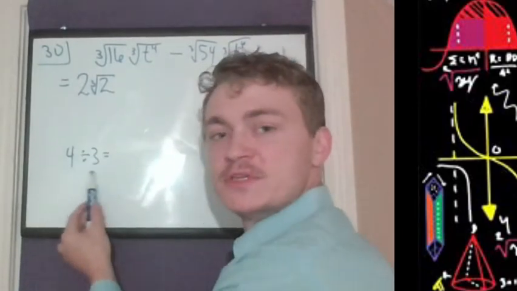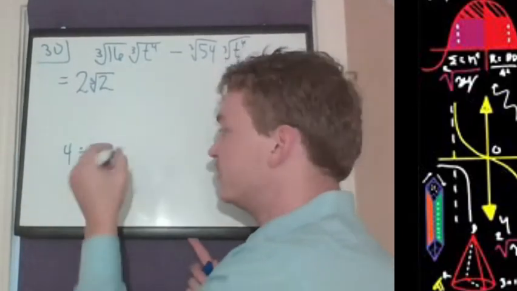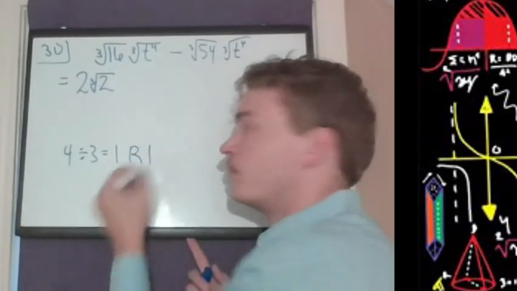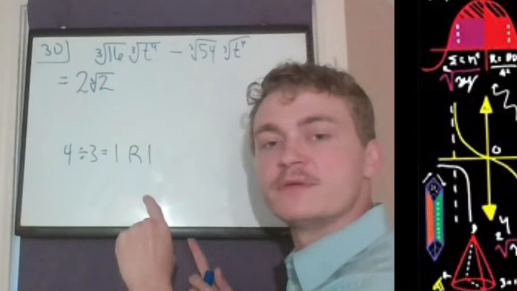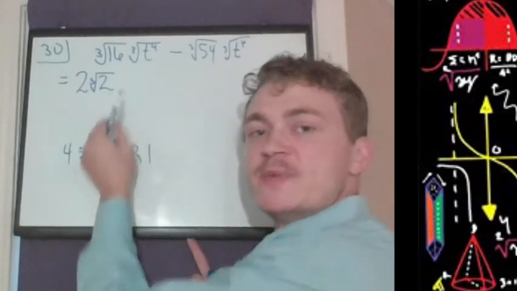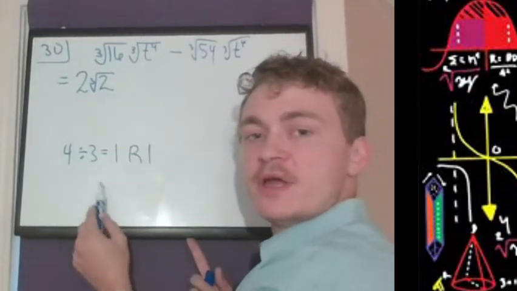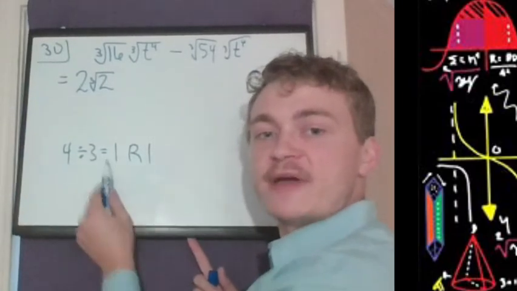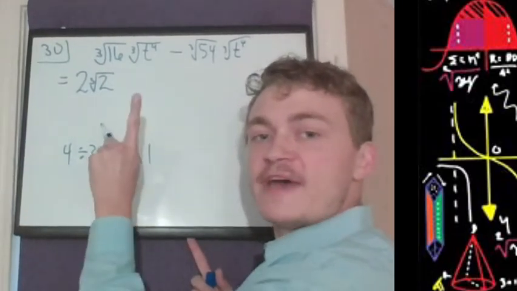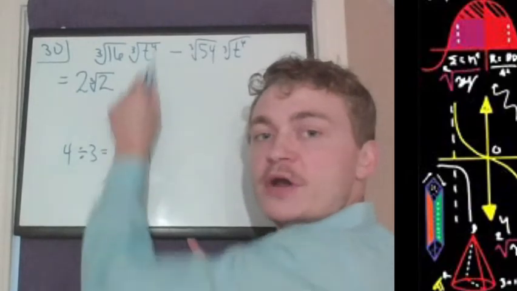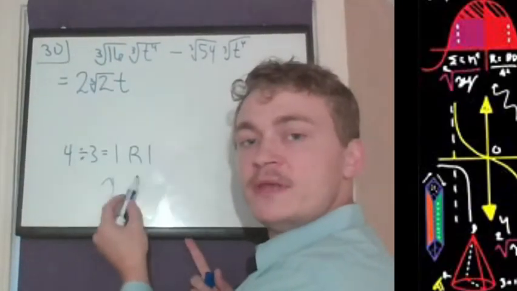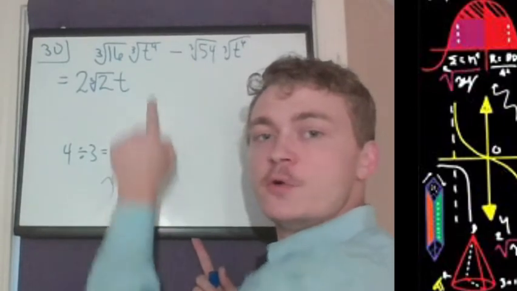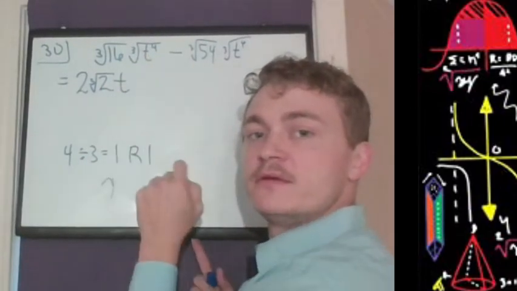How many times does 3 go into 4? 4 divided by 3 is 1 with a remainder of 1. 3 goes into 4 once with 1 left over. What does this mean? This means that for the cube root of t to the fourth power, we are going to factor out 1 factor of t from underneath this radical. What does the remainder of 1 mean? 1 factor of t will remain underneath the radical.